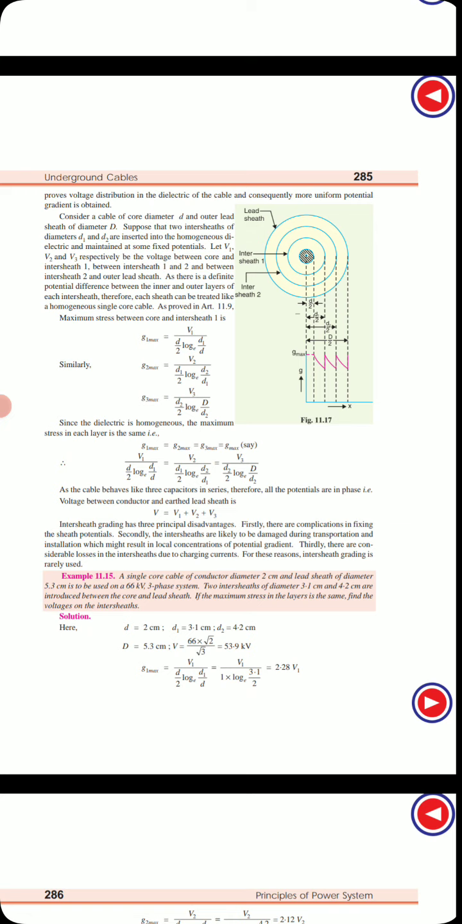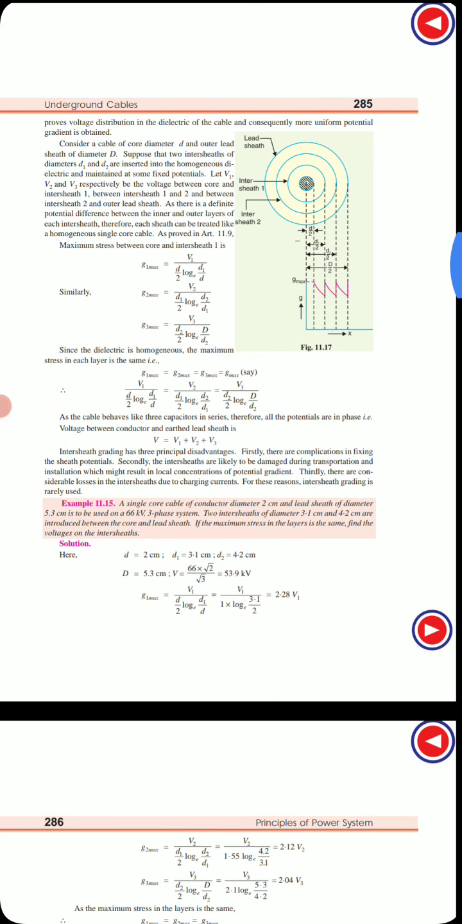Since the dielectric is homogeneous, the maximum stress in each layer is the same. So G1 max is equal to G2 max is equal to G3 max is equal to G max. So all these equations are equal. Now, as the cable behaves like three capacitors in series, the voltage between the conductor and the earthed lead sheath is given by V is equal to V1 plus V2 plus V3.